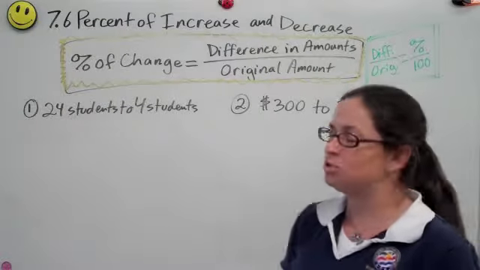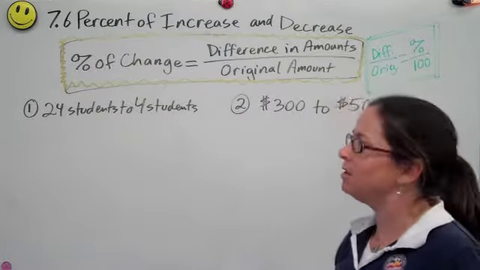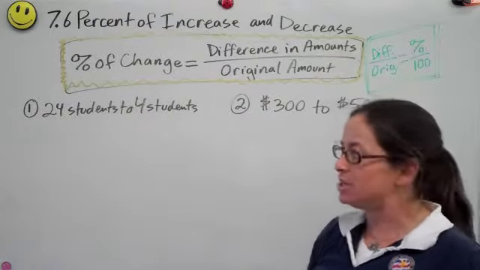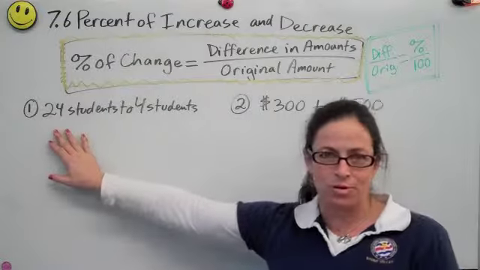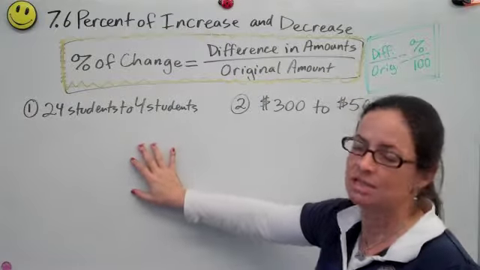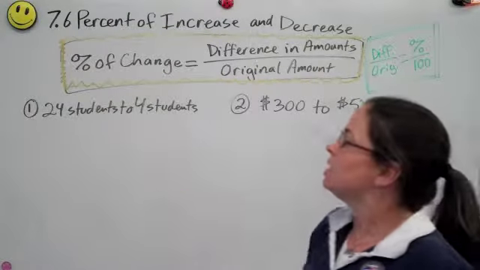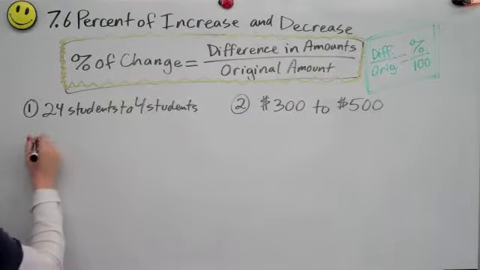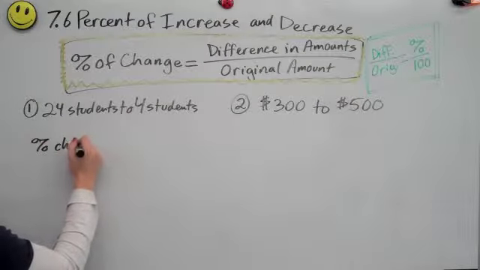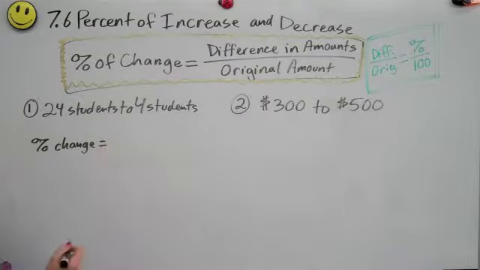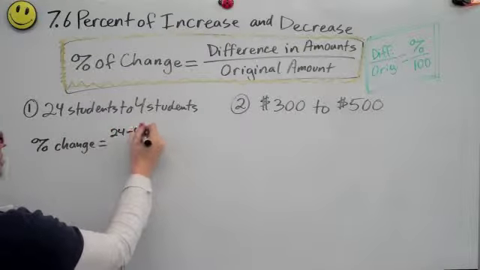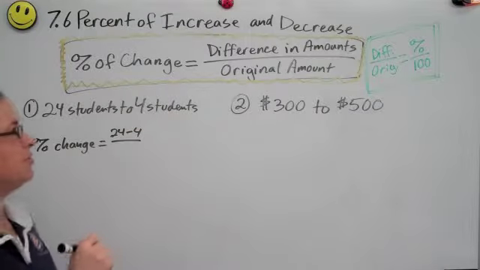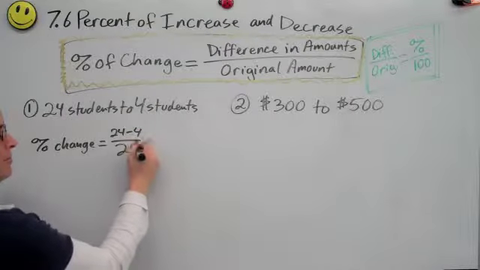Number one, 24 students to 4 students. Well, is this going to be a percent change that is an increase or a decrease? Well, if you're going from 24 students all the way down to just 4 students, it's definitely going to be a decrease. So we want to find the percent change, and that is equal to the difference in these two numbers. What's the difference? Well, we could do 24 minus 4. And we put that over the original, which is 24.